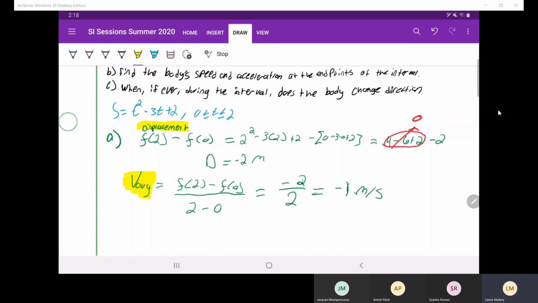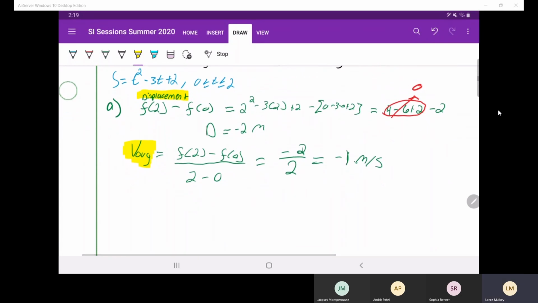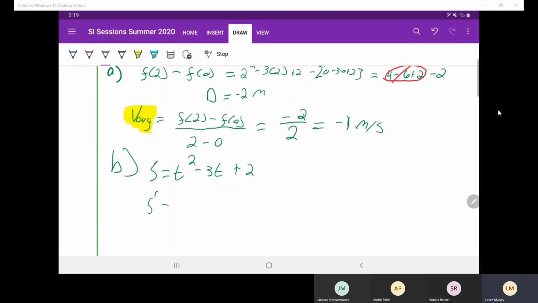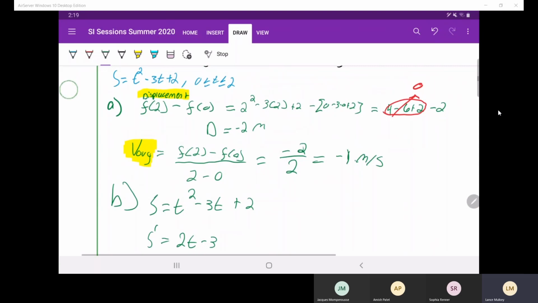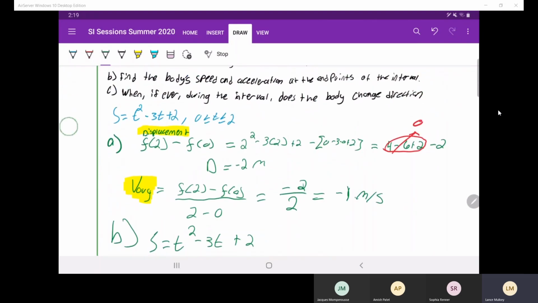So speed, it's not average speed, it's just speed. So do we need the derivative for this problem? Yes. Okay. So for B, you have S equals t squared minus 3t plus 2. So using the power rule, y'all know this by now. And that's just for speed. So it wants the speed at the endpoints.